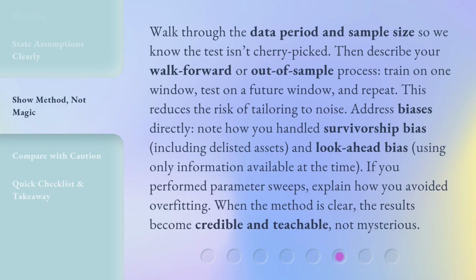Address biases directly. Note how you handled survivorship bias, including delisted assets, and look-ahead bias, using only information available at the time. If you performed parameter sweeps, explain how you avoided overfitting. When the method is clear, the results become credible and teachable, not mysterious.